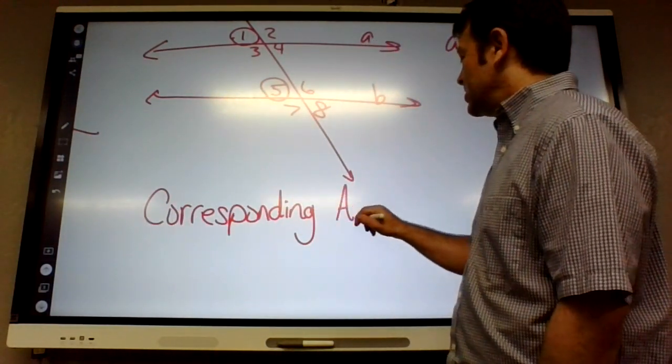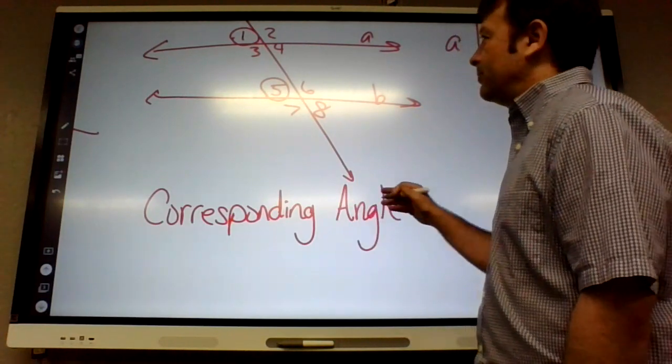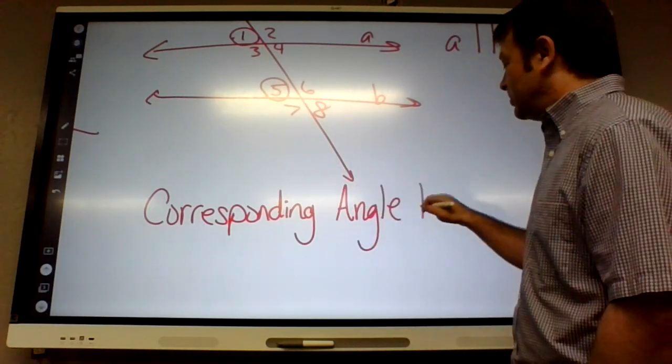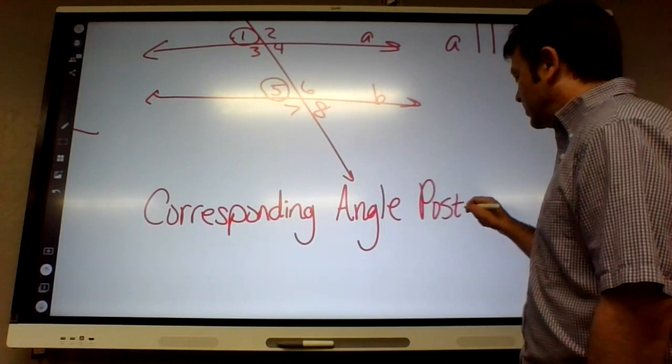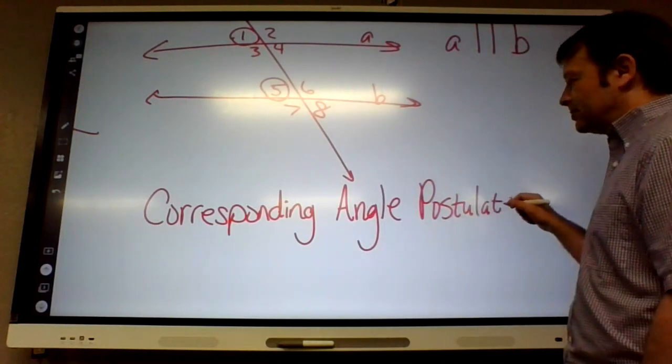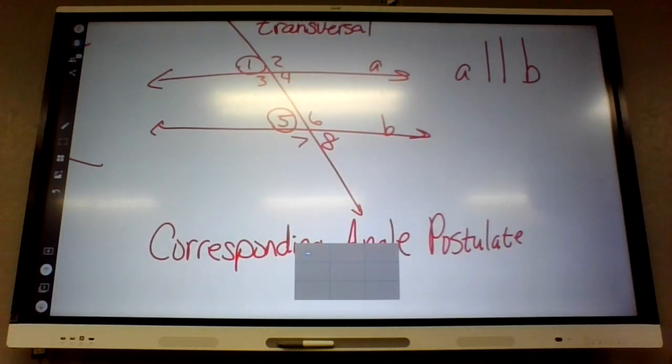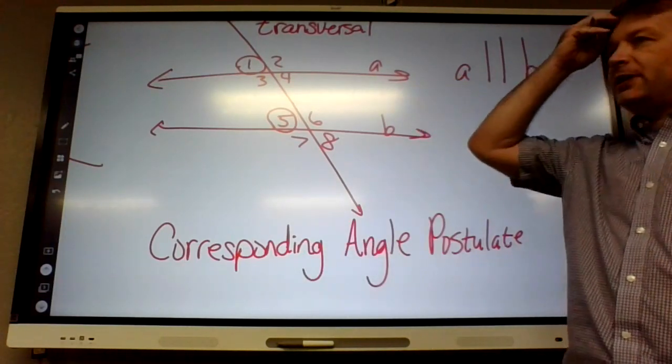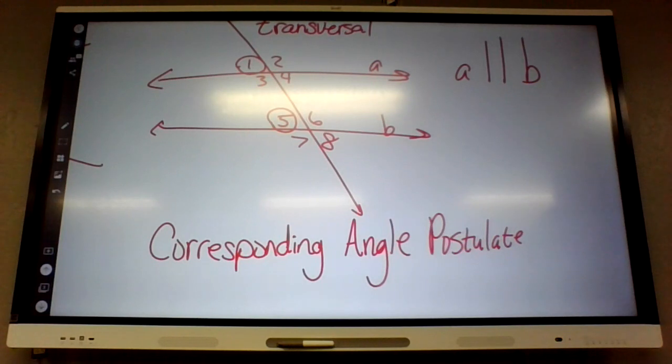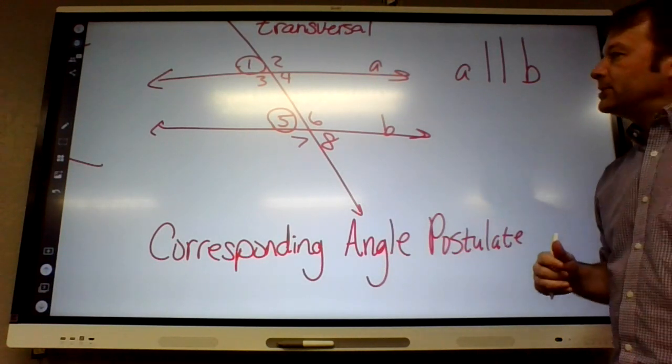Corresponding angles. So that thing you said, that you thought they were congruent, that's called the corresponding angle postulate. Remember that postulate just means something we assume to be true because it seems kind of obvious. If the lines are parallel, angle 1 and angle 5 are going to be congruent because they're corresponding angles.